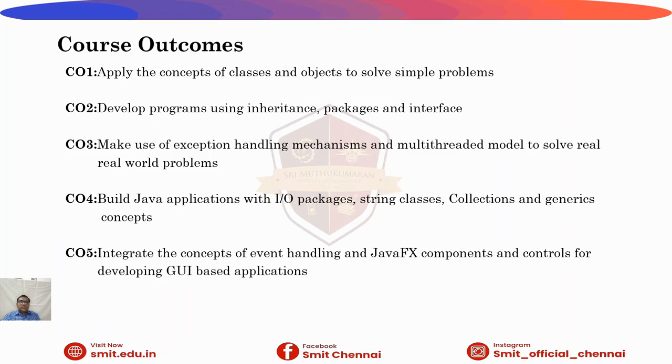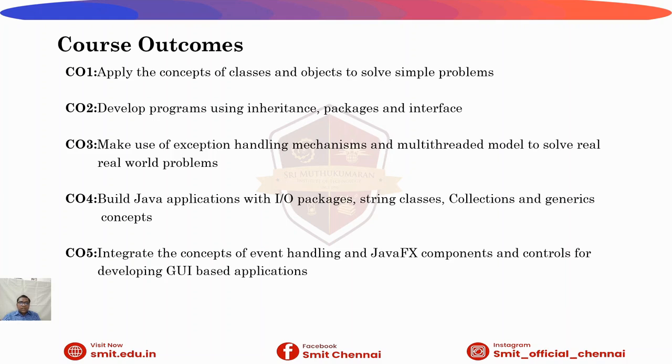The first course outcome tells us about the concept of classes and objects to solve simple problems. The second course outcome tells us about the concepts of inheritance, packages, and interfaces which are used in Java programming. The third course outcome deals with exception handling mechanisms and multi-threaded applications. The fourth course outcome deals with building Java applications with the IO packages, string classes, and generic concepts. And the last course outcome deals with the concept of event handling and creating JavaFX components and controls for GUI based applications.